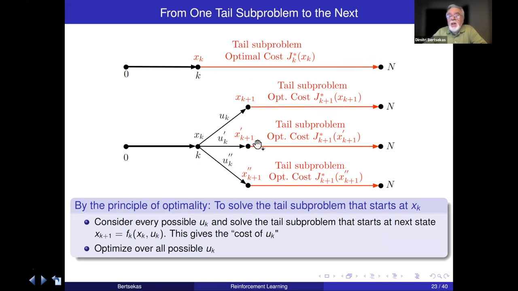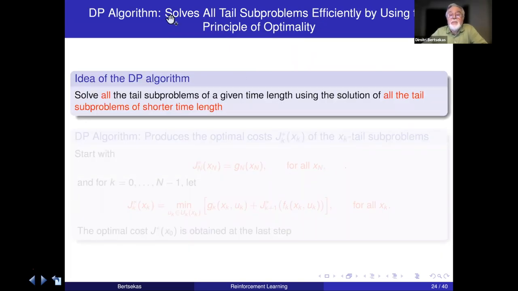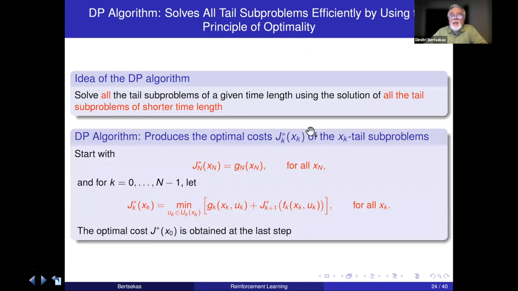So an N-K stage problem has been reduced to a one stage problem, assuming, of course, that I have solved all of these tail subproblems. And this is the basic idea of dynamic programming. It solves all the tail subproblems going backwards and uses this optimal solution of a given tail subproblem to find the optimal solution of a tail subproblem of one stage more, of length one more. So we solve all tail subproblems efficiently by using the principle of optimality. Solve all the tail subproblems of a given time length using the solution of all the tail subproblems of shorter time length. And here's the dynamic programming algorithm.